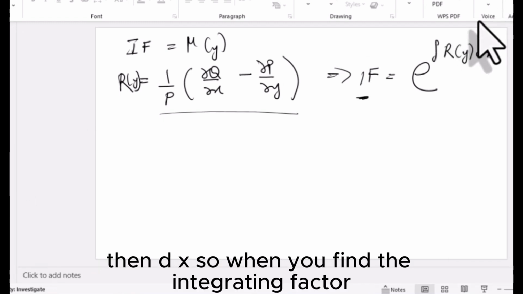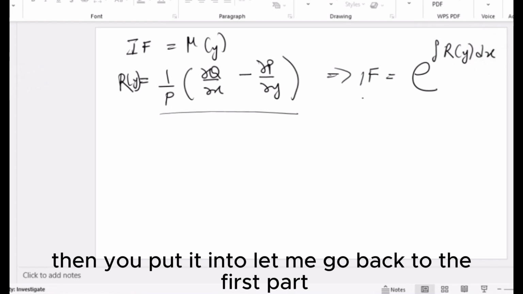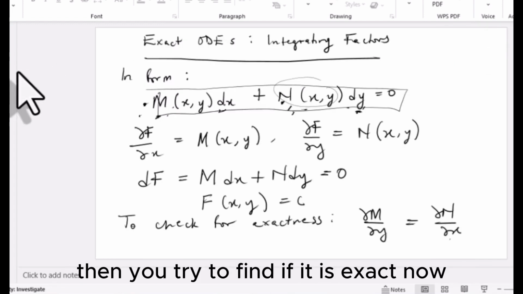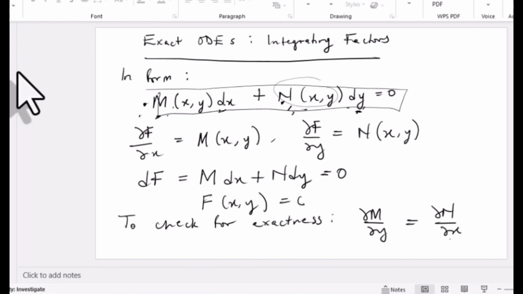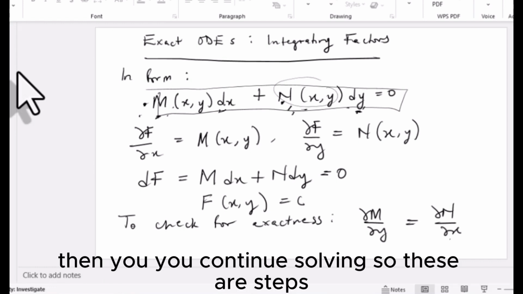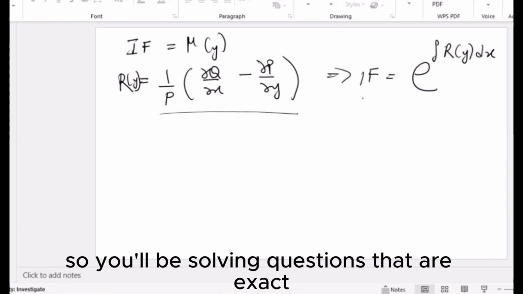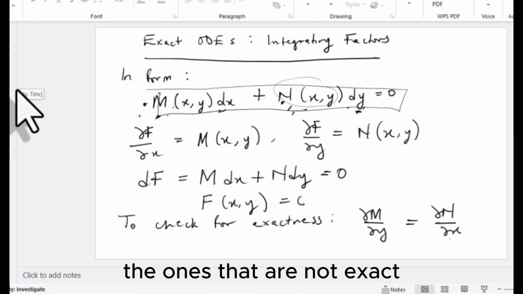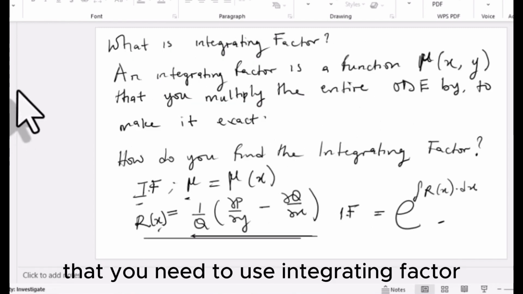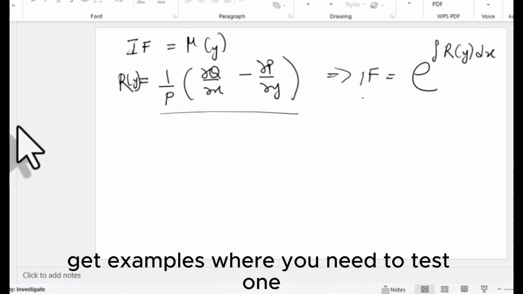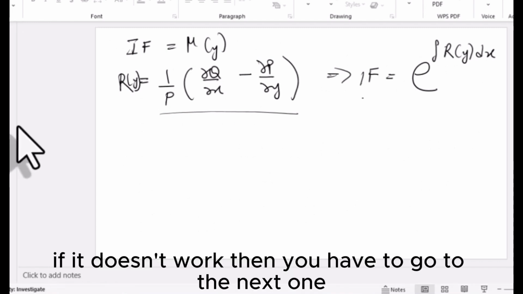So when you find the integrating factor, let me go back to the first part, you use it to multiply your M and N, then you try to find if it is exact now. If it is exact, then you continue solving. These are the steps, but we need to solve a lot of questions to be able to understand this. You'll be solving questions that are exact, and the ones that are not exact, where you need to use an integrating factor. Then probably we'll get examples where you need to test one, and if it doesn't work, you have to go to the next one.